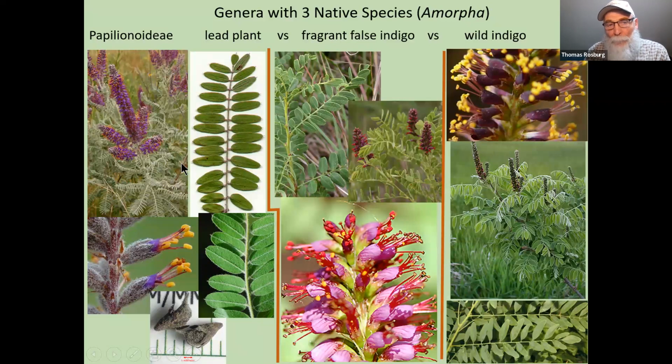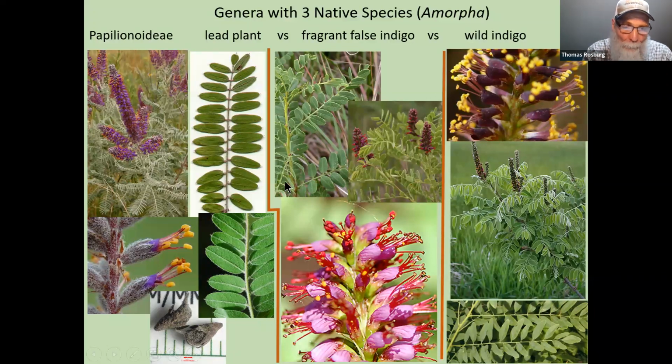What separates Amorpha canescens, the real common lead plant, from the more rare and less likely to be found fragrant false indigo is the way the racemes are clustered. The racemes are the inflorescence, again, the way the flowers are arranged. We see 1, 2, 3, 4, 5 racemes clustered together at the tip of this stem. In fragrant false indigo, the racemes are sort of solitary.